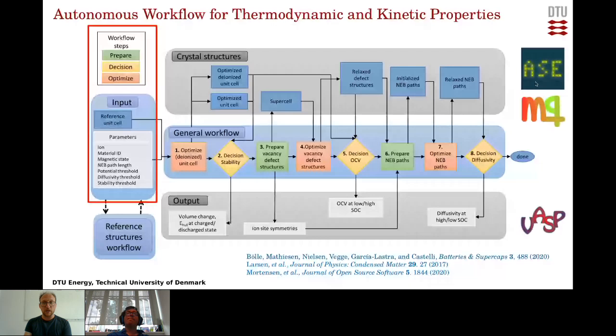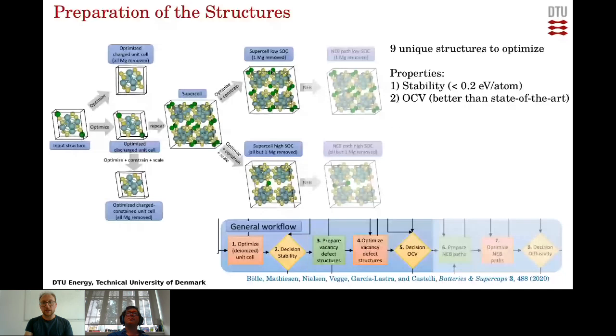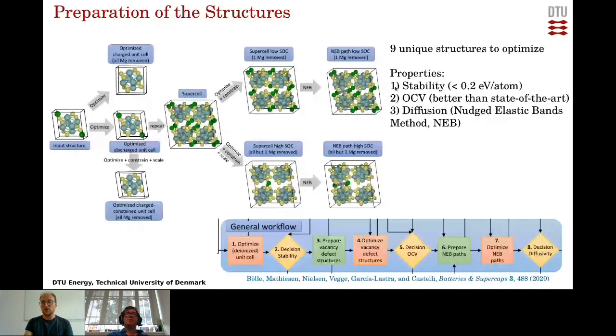So these are the structures that we need to give to the system to calculate. The input structure is the only one that you as a user will pass to the system. And then you calculate the structure where you have removed all the magnesium, the charge state, but also the discharge state with all the magnesium in the unit cell. And this gives you an idea of what the stability is. Then you can create a supercell and you can get the open circuit voltage, so the high and low state of charge. Up to here, actually, we have only thermodynamic properties. And then we include the kinetics, where we actually also have diffusivity. And for this, we use the nudged elastic band method. We use an accelerated version that I'm going to show you soon. And this, again, is done all autonomously, both at the high and low state of charge.